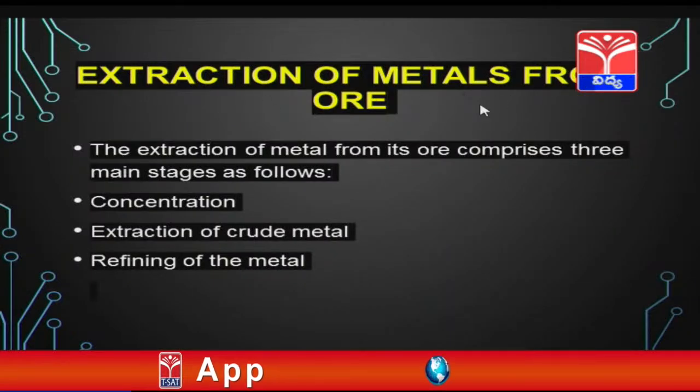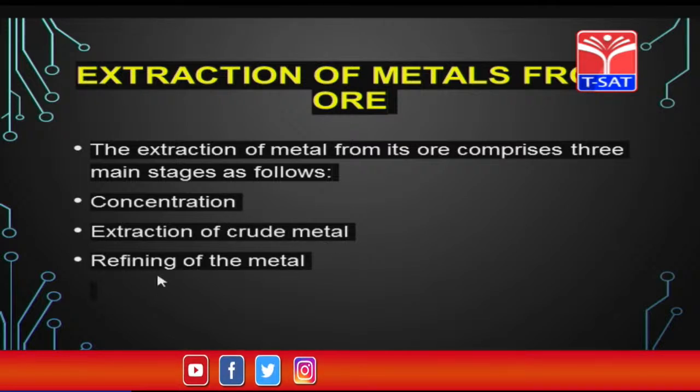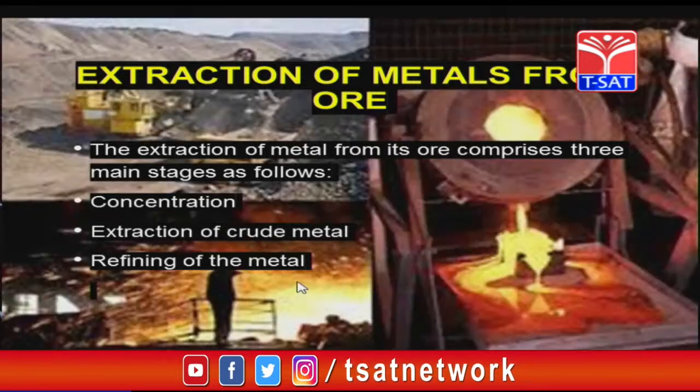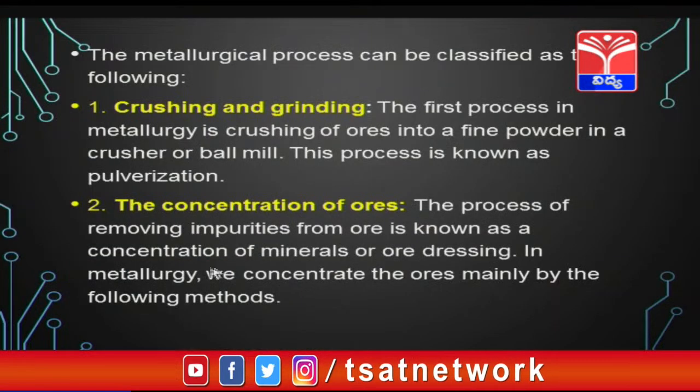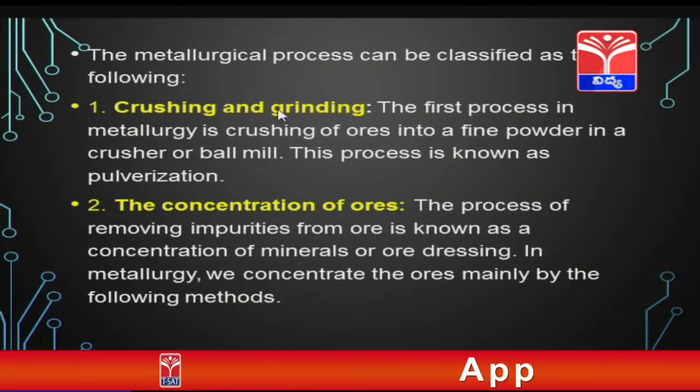Extraction of metals from the ore comprises three main stages, children. The first stage is concentration, then extraction of crude metal, and refining of the metal. Concentration of the ore should be done, and then from that ore you have to extract the crude metal. After getting the crude metal from its ore, you need to refine it by different processes. So, let us see what different metallurgical processes can be classified into.